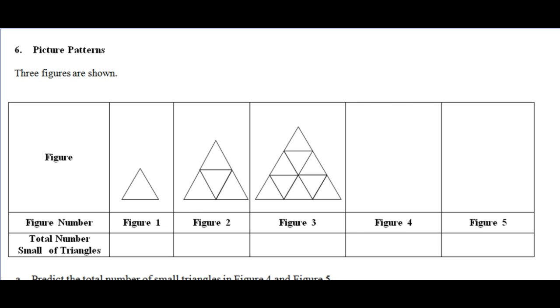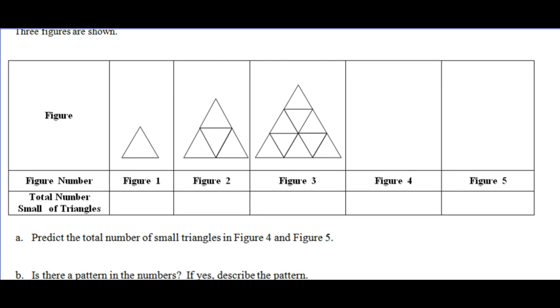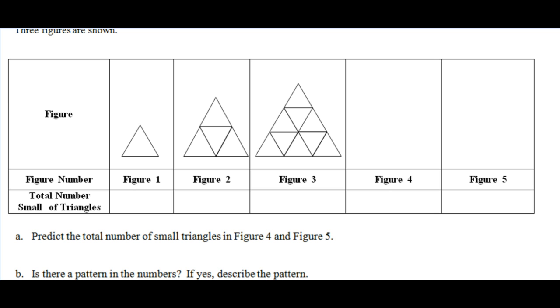Picture patterns. 3 figures are shown. Figure 1. How many small triangles do we have in figure 1? We have 1 triangle. Okay, in figure 2, we have 4 small triangles. In figure 3, we have 9. Yep. Okay, so what are we going to do to get figure 4?